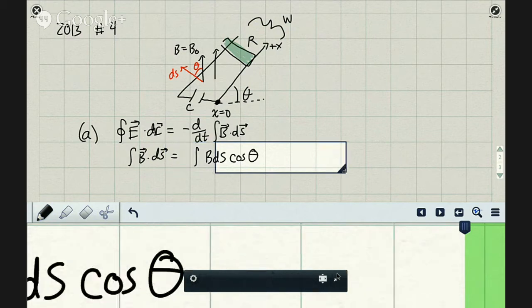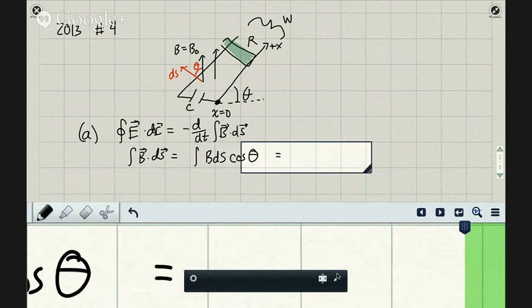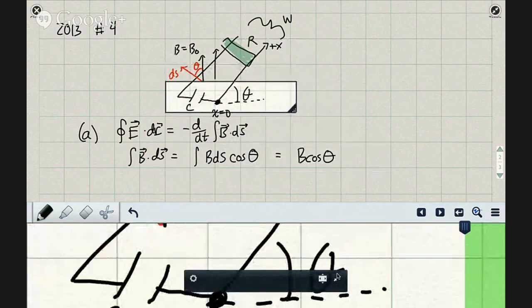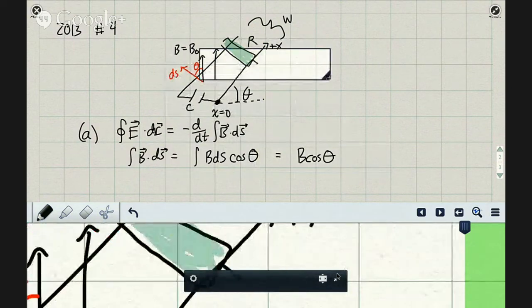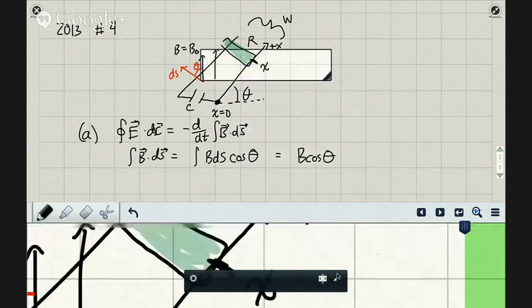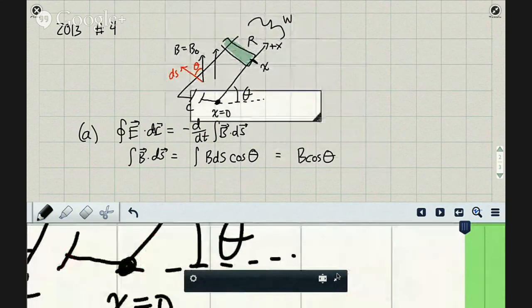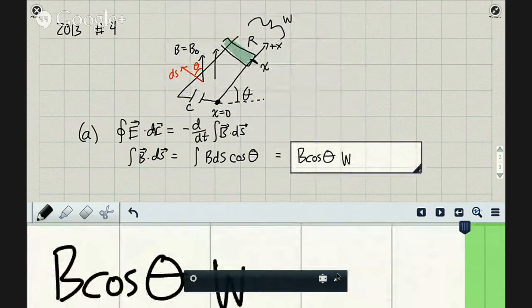Splendid. All right, so B and cosine theta are the same throughout the area. We integrate over this area. It's just a rectangle, so let's call this x. The area is going to be w times x, so this side's just w, and then times x this way, w times x.